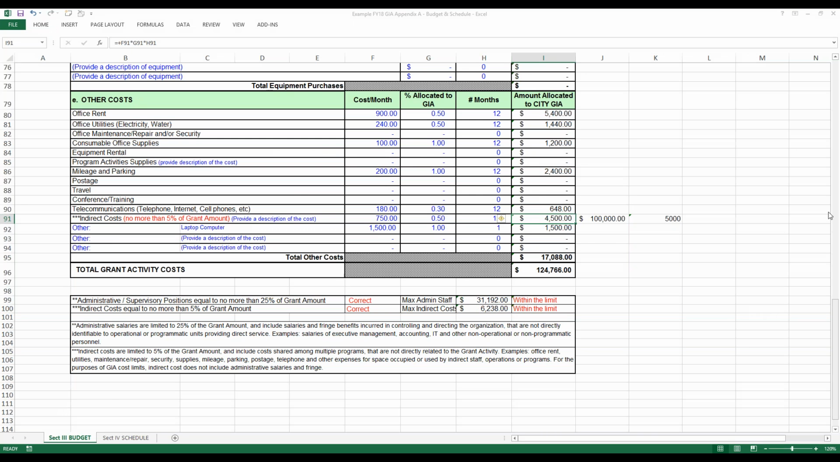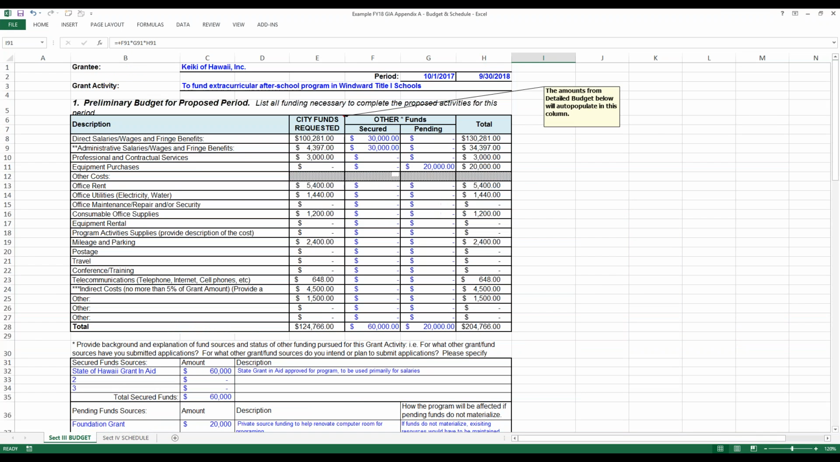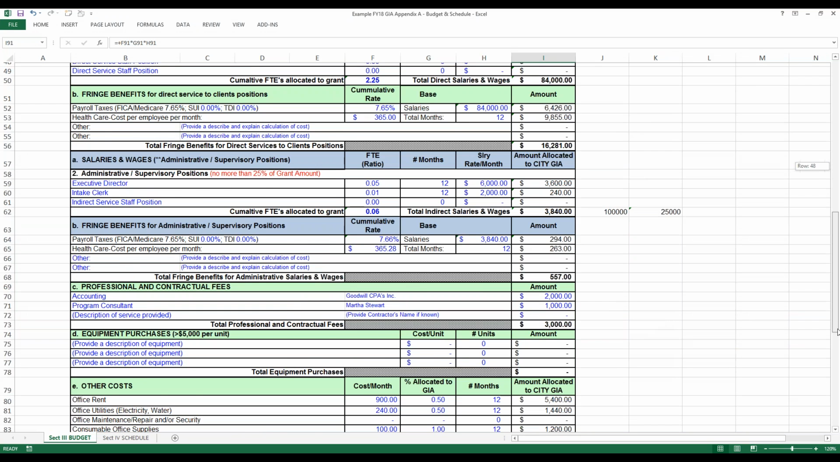From the very top of the budget here, administrative supervisory positions is 4,397, which is within the limit here. Okay, so this is, again, a very helpful tool for you to note.